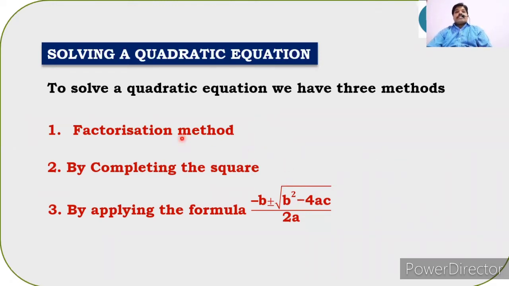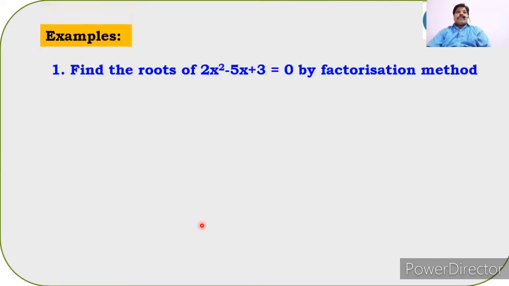So the first one is the factorization method, the second one is completing the square, and the third one is applying the formula. You can see some examples here, and you can easily identify them. The first problem: find the roots of 2x square minus 5x plus 3 is equal to 0 by the factorization method. A quadratic equation is given, and we are calculating the roots by using the factorization method.